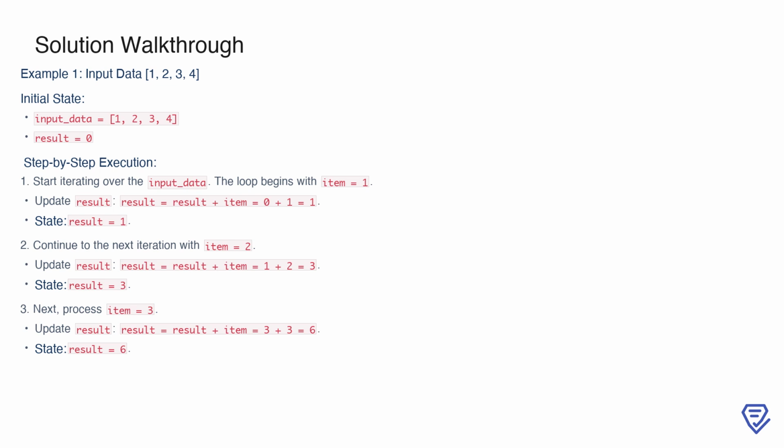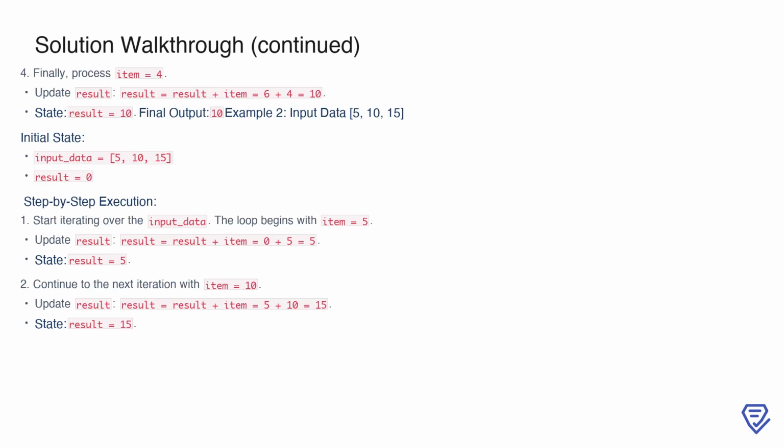Moving on to the second item, which is 2, we add it to the current result value, 1, resulting in a new value of 3. Then, we process the third item, 3. Adding this to the current result value, 3, updates result to 6. Now, we process the final item in the input data, which is 4. Adding this to the current result value, 6, gives us a final result of 10. For this example, the output is 10.